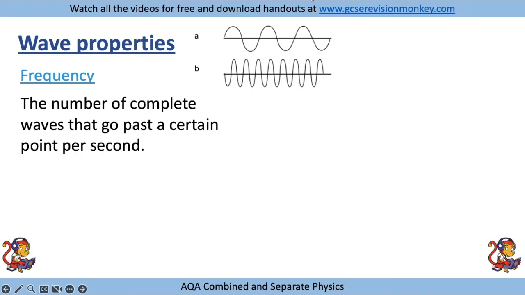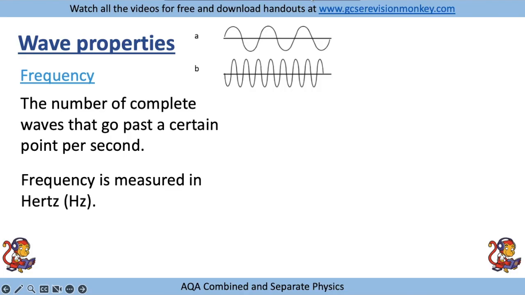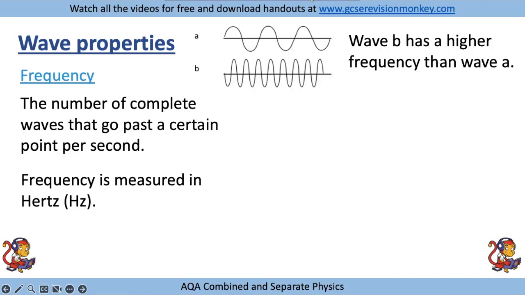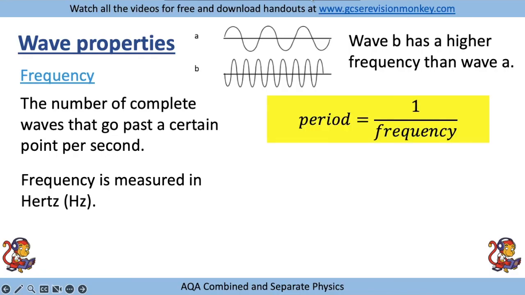Frequency is the number of complete waves that go past a certain point per second. Frequency is measured in hertz. So wave B on the diagram has a higher frequency than wave A because more waves are passing a certain point every second. There is an equation that links to frequency, which is period equals 1 divided by frequency, and period is the time it takes for one complete wave to pass a certain point. So there's one complete wave, and period would be the time it takes for one wave to pass a certain point.